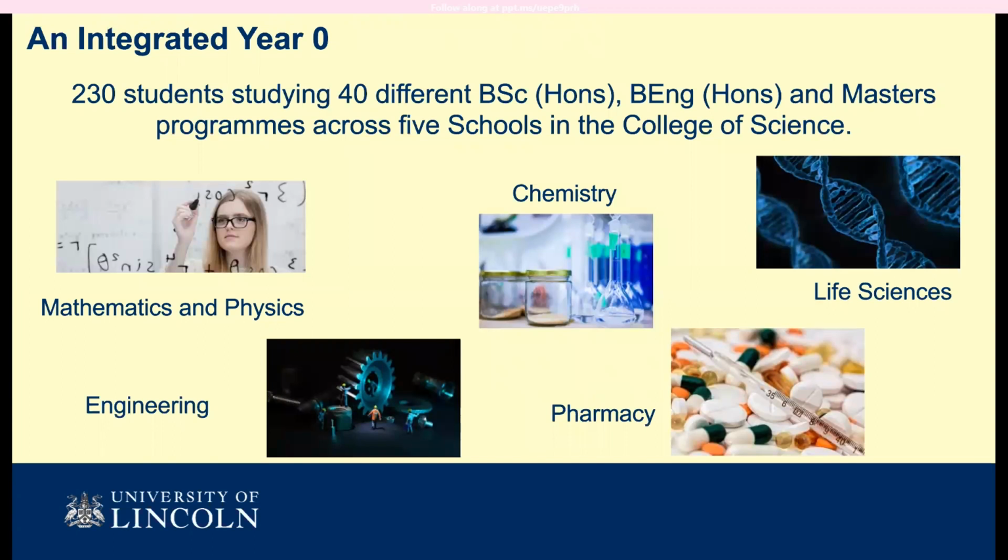And we're an integrated year zero. So we're not a separate year as such, but we add on a year, a starting year zero to all our programmes. So a 3-year degree programme would become a 4-year degree programme and so on. And we have around 250 students studying with us each year across 40 different bachelor's and master's programmes across 5 schools in the college. So maths and physics, engineering, pharmacy, chemistry and life sciences.